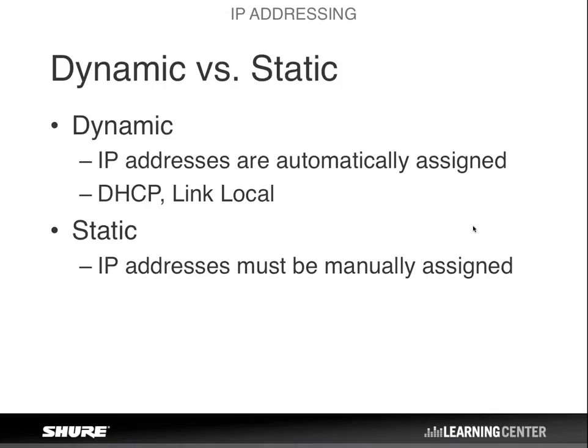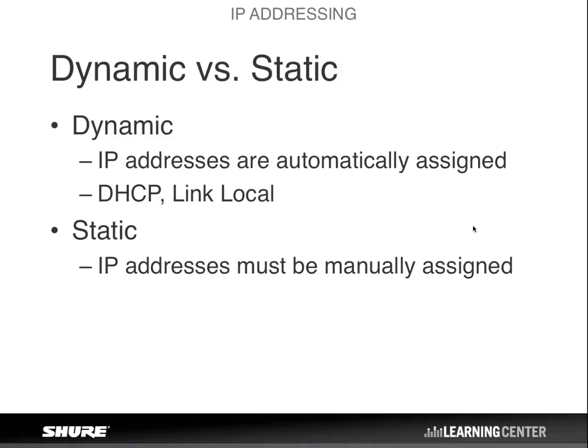Now, when we say that IP addresses are dynamically allocated, that means they're automatically assigned. There's some decision being made by a machine or a program to administer IP addresses to every device on a given network. Two examples of this are DHCP and link local. We'll get into those in a second. The other side of that would be static IP addressing, where every device needs to have an IP address manually specified. There are pros and cons to both of these things.